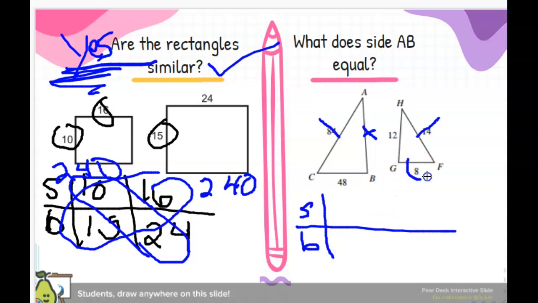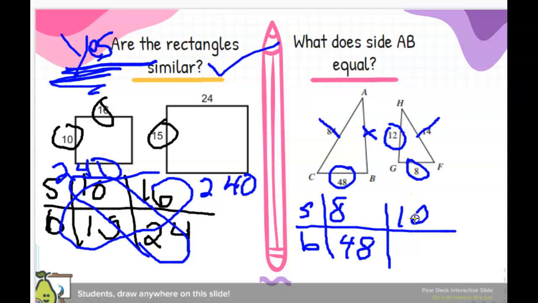My small side 8 is going to go with my small side 48 because those are the same types of sides. They correspond, is what we call it. And then my small side 12, and then my box or my X, whatever you want to put on there, right there is what I'm looking for. Now, you can cross multiply 48 times 12 and divide by 8.